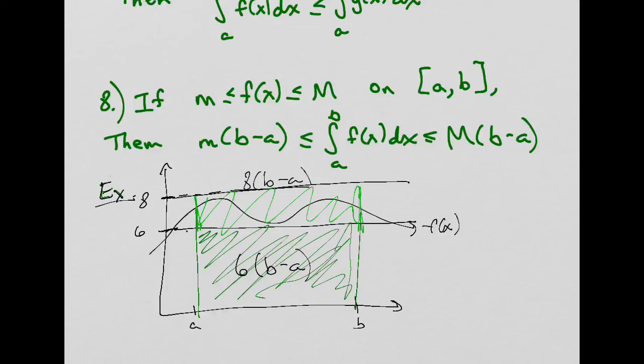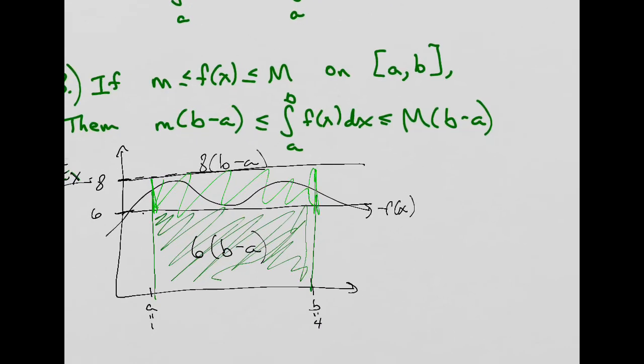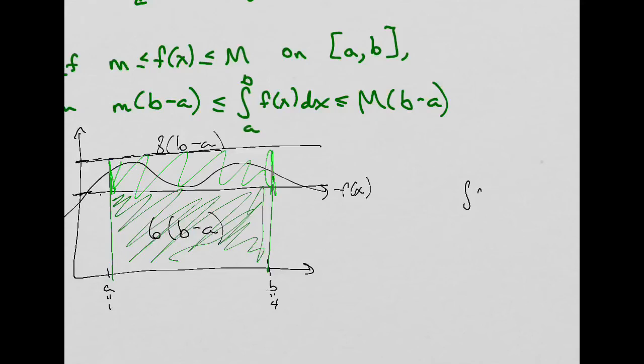times b minus a. And so here, let's say that a is 1 and b is 4. Then we would have that the integral of f of x dx from 1 to 4 is going to be greater than 6 times 3, which is 4 minus 1, but less than 8 times 3. And so 6 times 3 is 18, 8 times 3 is 24, and so that gives us a pretty narrow idea of what that area would be.